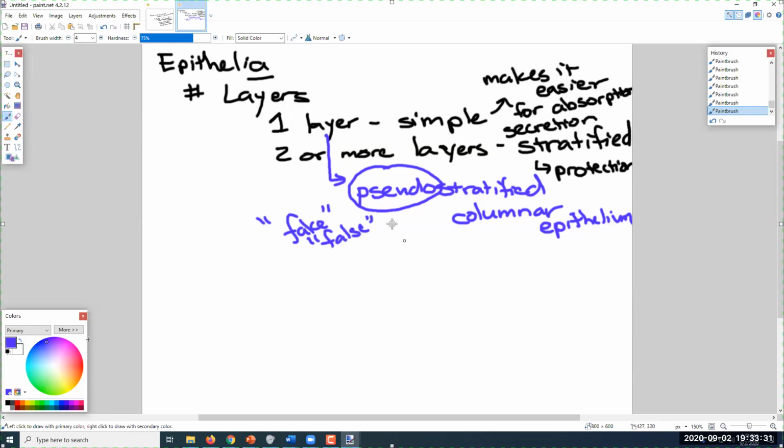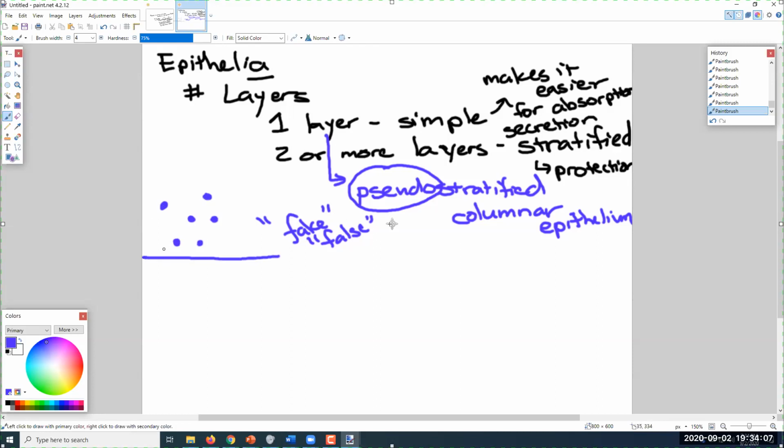So if you look at this, it means that it is fake or false stratified, meaning that it looks like it's stratified, but in reality, it's actually one single layer, okay? If I were to show it to you, let me just kind of redraw this, okay? So this pseudostratified columnar epithelium, it looks like multiple layers. I'll draw the nucleus or nuclei. It's going to look something like this, okay? You'll be like, it does look like multiple layers in this case, right? Since the nuclei are on top of each other.